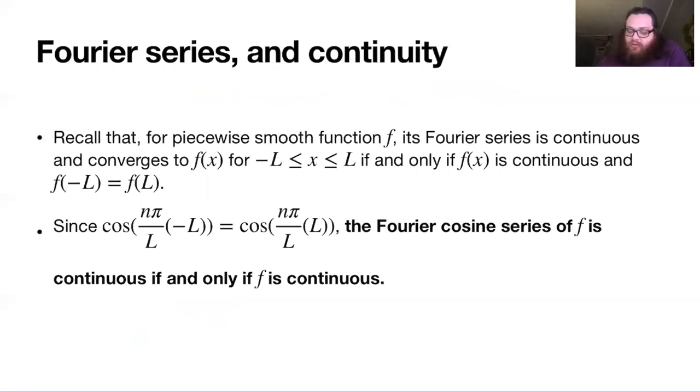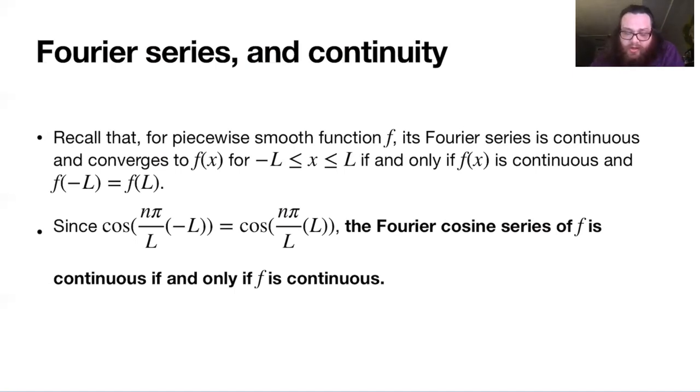So in general, if you have a piecewise smooth function f, we can compute its Fourier series. And the Fourier series of f will converge to the function wherever the function is continuous. Wherever the function has discontinuities, the value of the series is going to be the average of the left and right limits. But wherever the function is continuous, the Fourier series will converge to it. You'll get equality between the function and that series.